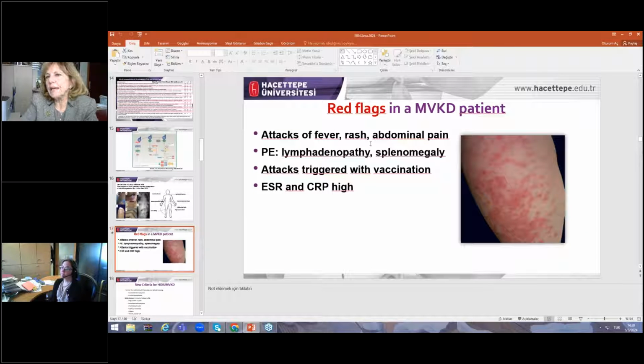So the red flags would be attacks of fever, not necessarily confined to 3 days. They might be a bit longer. And a lot of rash, any kinds of rash, and this is seen in two-thirds of them, not in all of the attacks. Abdominal pain, diarrhea, vomiting, they commonly have lymph nodes, maybe some splenomegaly. And we know that the attacks are triggered with vaccination, and that's a clue in the very young children because that's the time when we vaccinate them. The acute phase reactants are high, just as in FMF, they need to be high during the attacks.